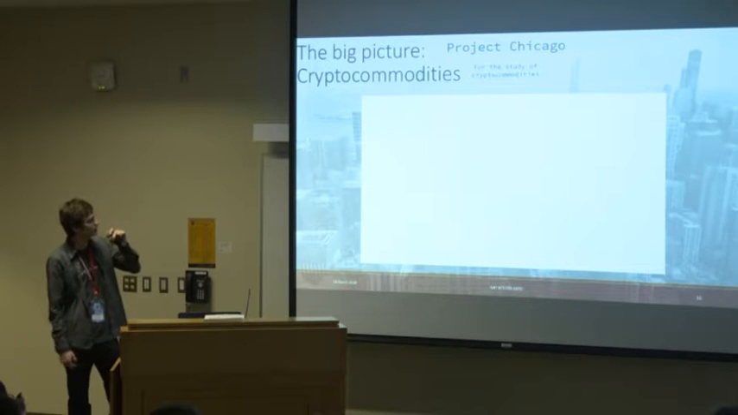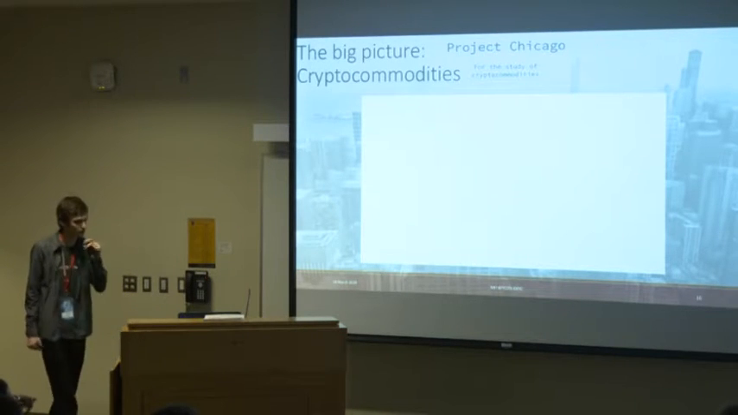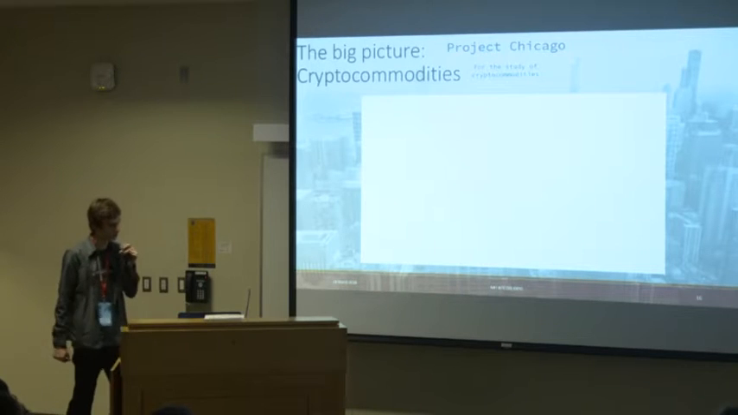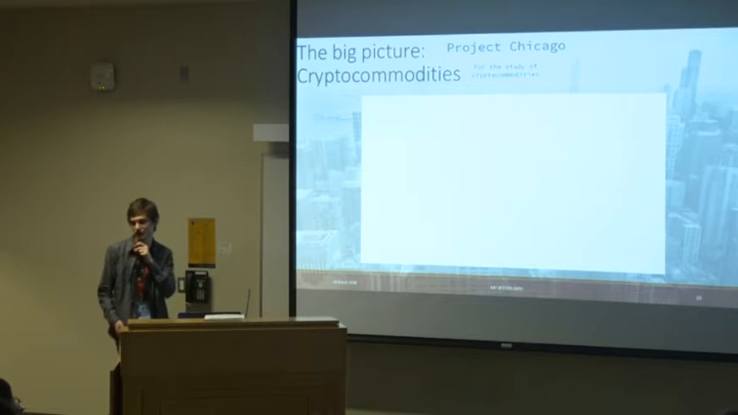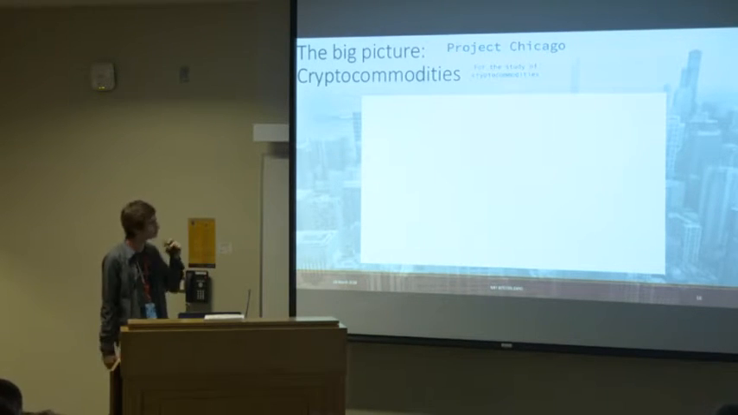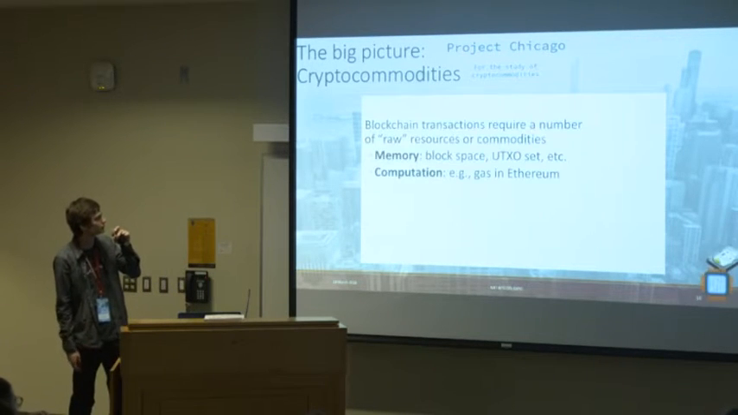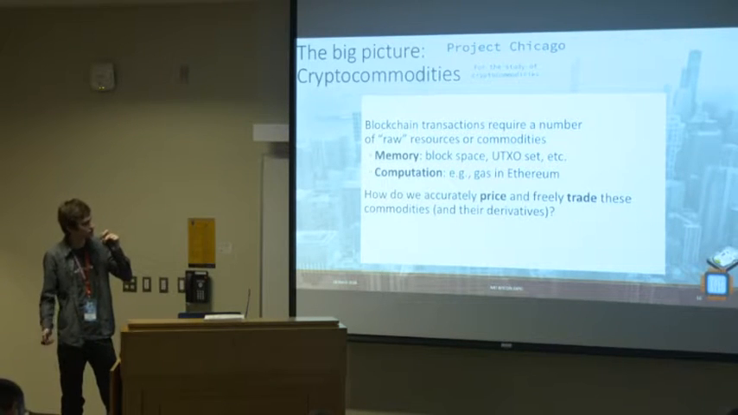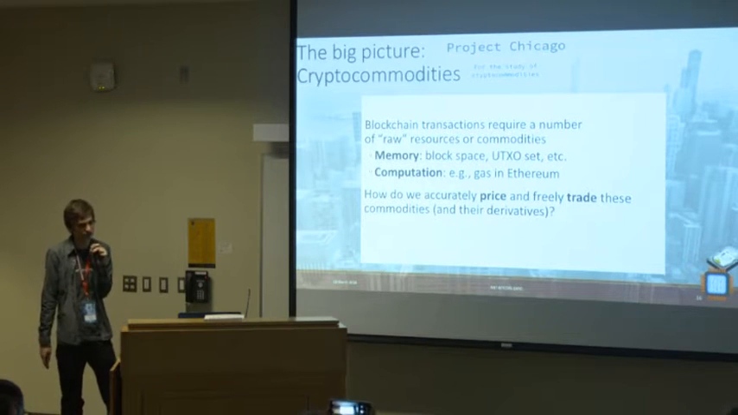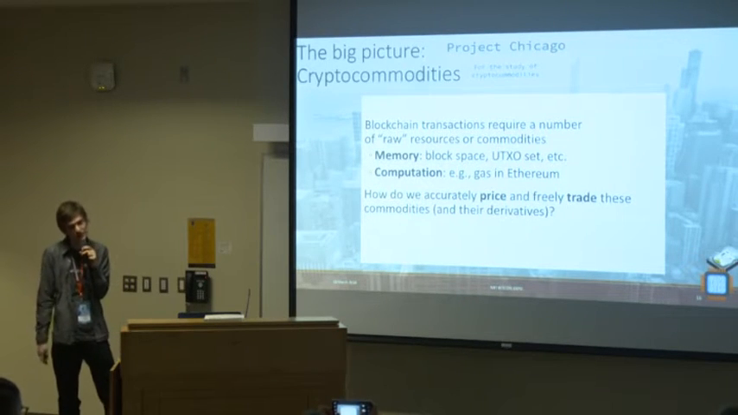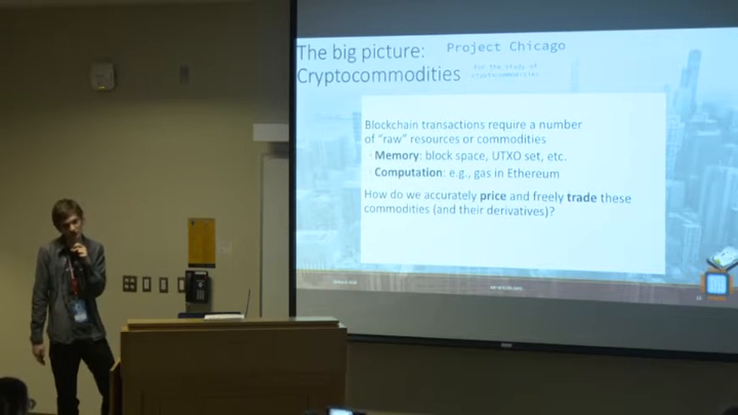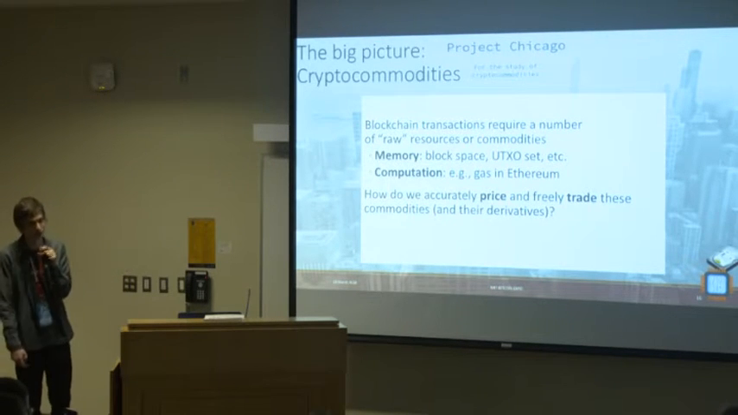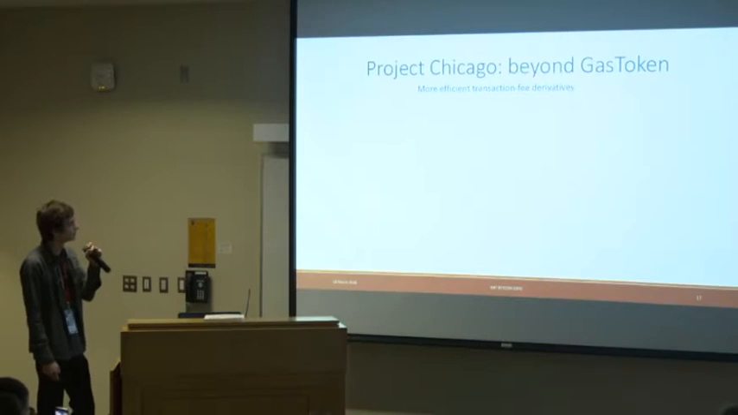So this is why we started this project called Project Chicago, which aims to study crypto commodities, which is what we're calling these blockchain resources of computation, network, and storage. So you can visit projectchicago.io. For some reason, I didn't put the URL on there. The question that we're looking at is how do we accurately price and enable free trade of these resources in a way that gives users the best possible price while making sure the system is robust going forward and that everyone is getting paid according to the cost they're actually incurring.